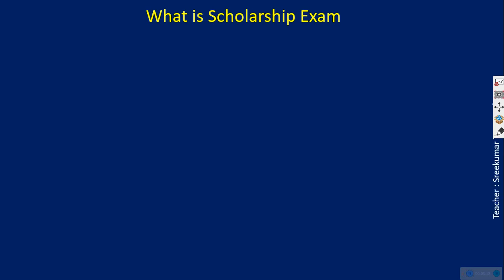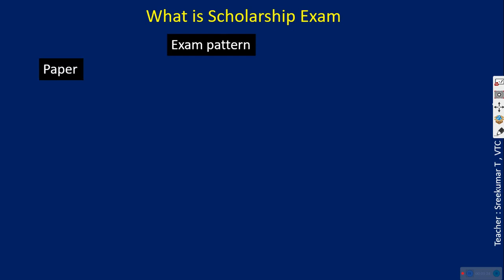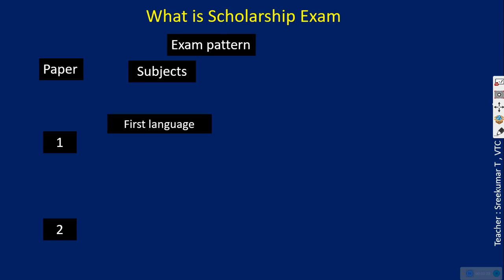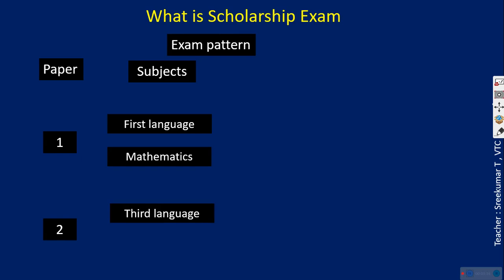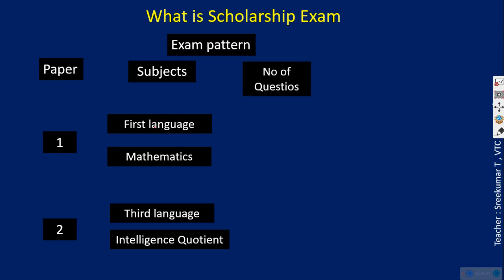The exam is conducted with a certain pattern and papers. The pattern is such that there are two papers, paper 1 and paper 2. Paper 1 has subjects like first language and mathematics. Paper 2 consists of third language and the intelligence quotient test. So what is the first language over here? As you are in English medium, your first language will be English. So the first language paper will be English for you. Okay, my dear students, and the third language will be Marathi.